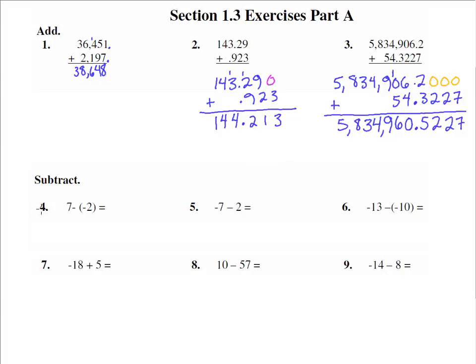All right, number 4. This says to subtract. Well, this is 7 subtract a negative 2. Now, when two negatives happen, this is subtracting a negative 2, and these two negatives go together to make a positive. When you subtract a negative, that's like losing cold or losing debt, and it turns out to be an increase. And so that is 7 plus 2 equals 9.